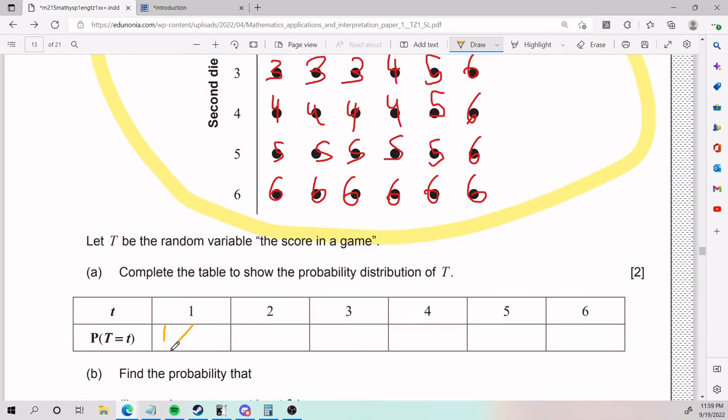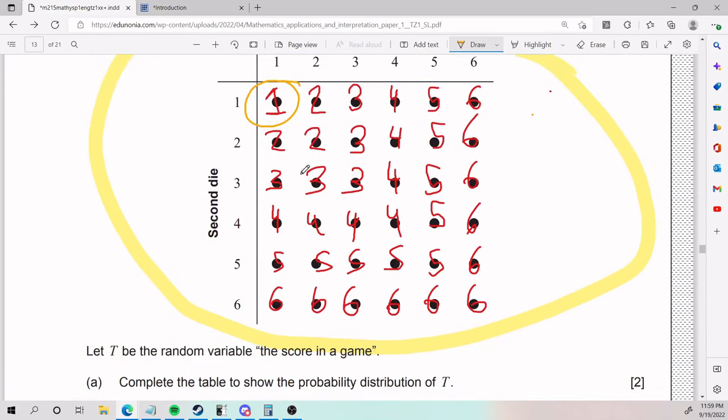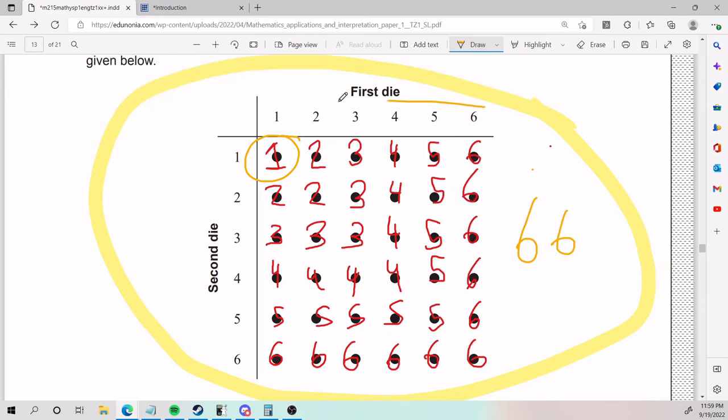Out of how much? Out of my total. What is my total? All of the black dots. You can count them one by one. Or you can do 6 times 6. Because here there is 6, and there is 6. 6 times 6 is going to be 36.